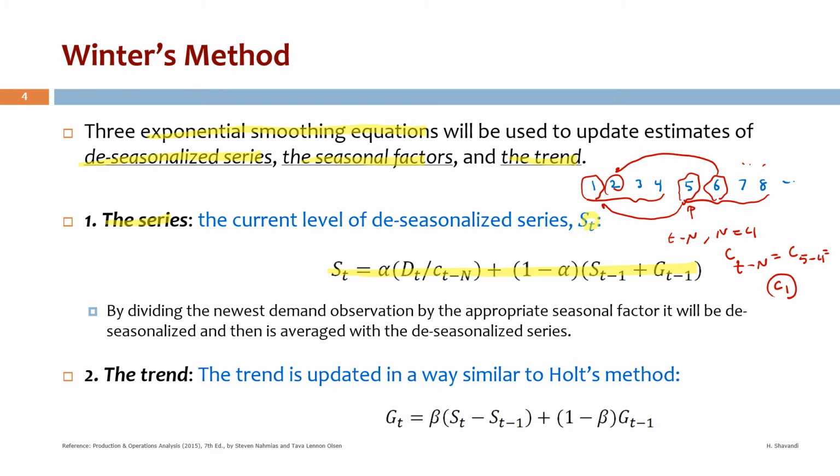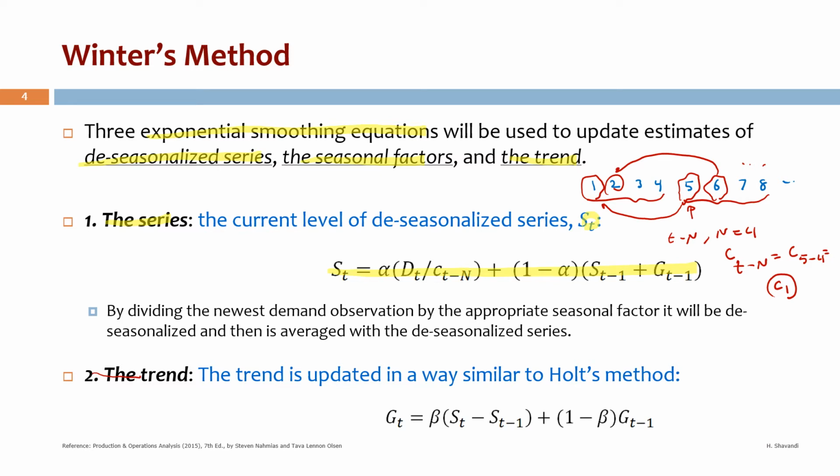So by having t minus n, we are considering the appropriate seasonal factor for period t. Here at first we deseasonalize the actual demand, and then we multiply this by alpha, and then st minus 1 plus gt minus 1 will be our forecast, and by multiplying this by 1 minus alpha, we are taking a weighted average between the deseasonalized actual demand and its forecast. So that will be st.